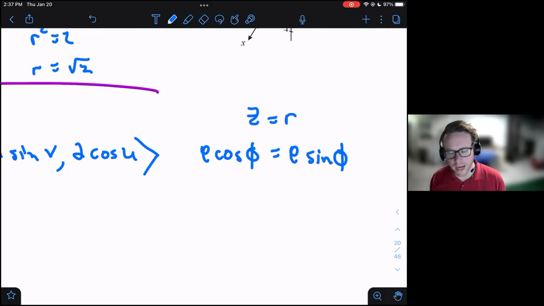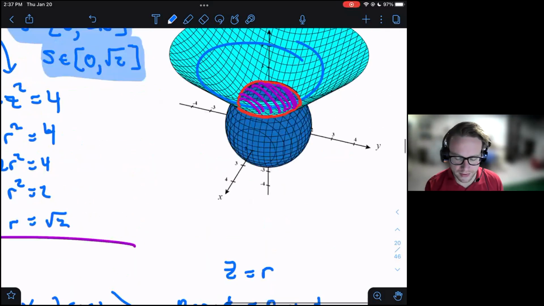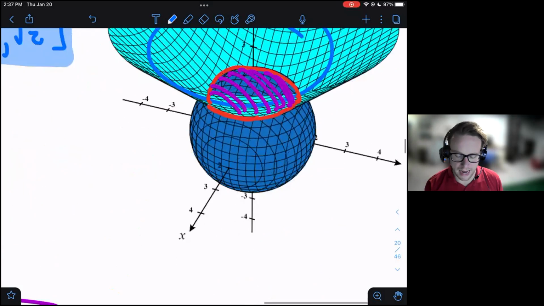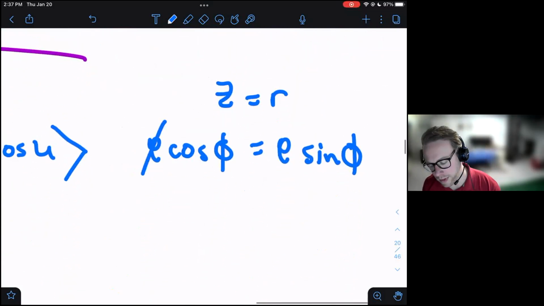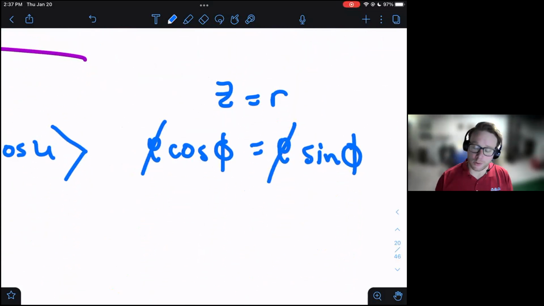So long as rho is not equal to 0, which we can see from where they're intersecting, it's not, right? So long as rho is not equal to 0, we can cancel them out on both sides. We can divide by rho on both sides. And then we're looking for a place where sine of phi is equal to cosine of phi.